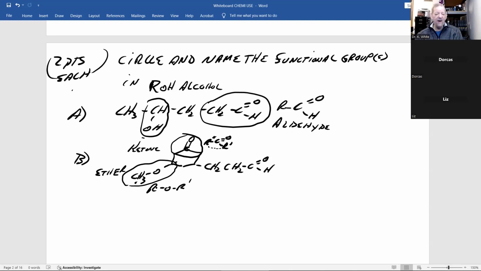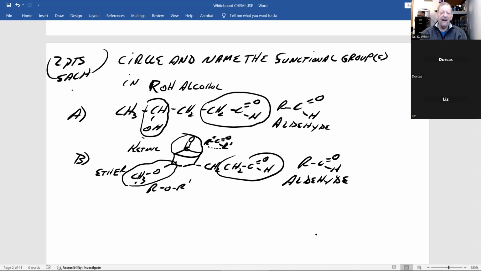Are we done? Oh no, one more. Why, I threw everything in here but the kitchen sink. Oxygen double bonded to carbon with a hydrogen, carbons here. What is that? Again, this is an aldehyde. And that's how you play that fun game. Circle and name the functional groups, 2 points each. You don't have to put the general structure. You just have to put the names, the circle part of it.